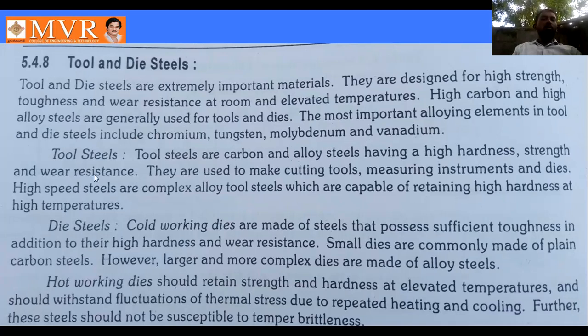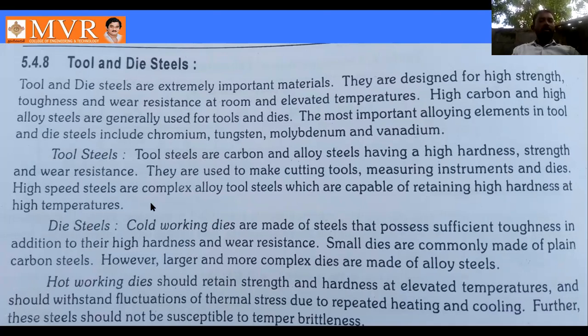So tool steels and die steels we are discussing separately here. Tool steels are carbon and alloy steels having high hardness, strength, and wear resistance. So these steels are used to make cutting tools, measuring instruments, and dies.